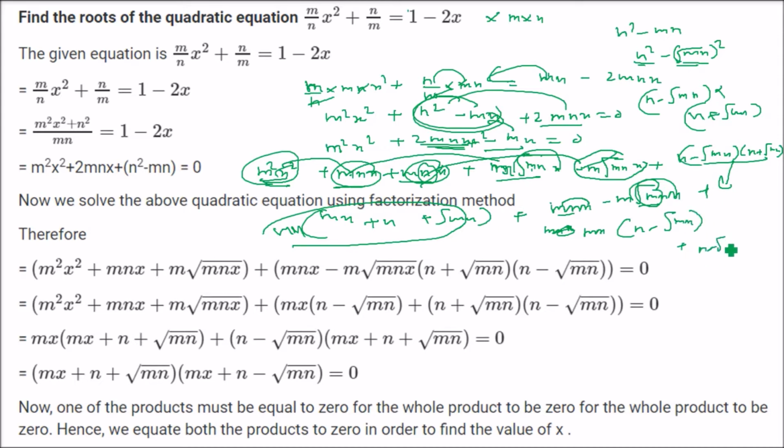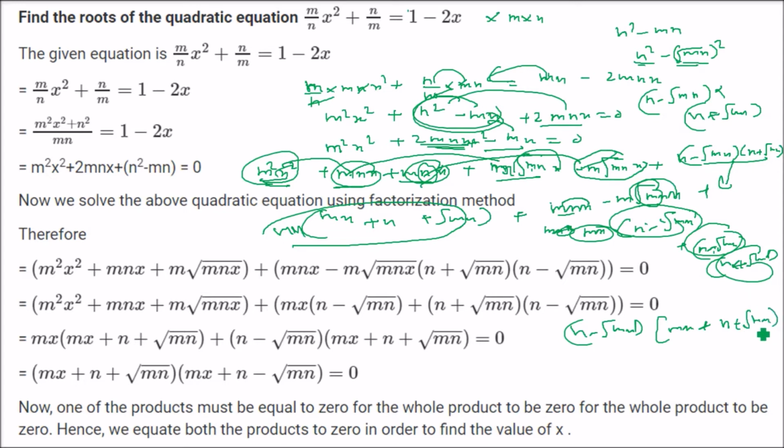Now this will remain plus (n minus under root mn) into (n plus under root mn). From these two now, I am taking n minus under root mn common. So n minus under root mn common. What do we get? Here is mx, and here we have n plus under root mn, right? This was already there, and this is now after this. From these two, take mx plus n plus under root mn common. That is mx plus n plus under root mn common.